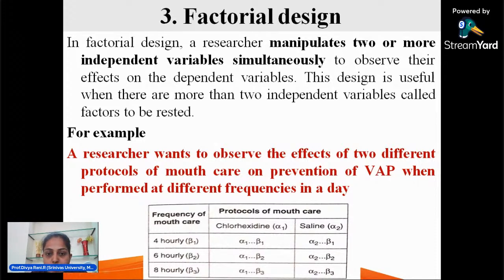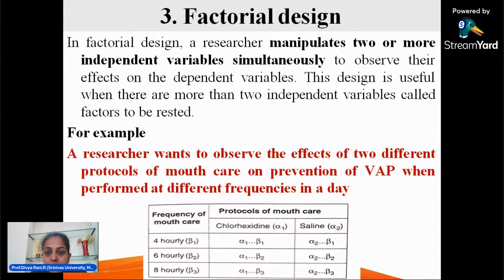So in the box you can see, for the mouthwash they are using chlorhexidine as well as saline, and the frequency of mouth care is given in the boxes as 4 hours, 6 hours and 8 hours. So in the first box under chlorhexidine, that particular individual will be given chlorhexidine every 4 hourly. And in the saline group, they will be given saline every 4th hourly.